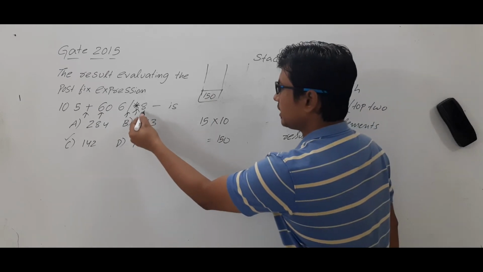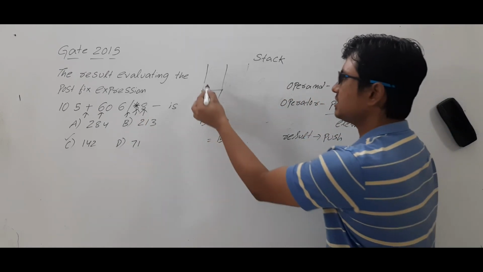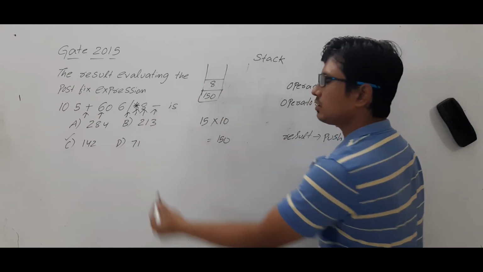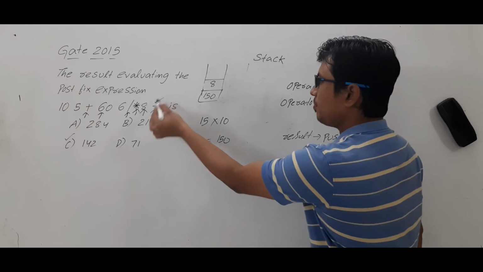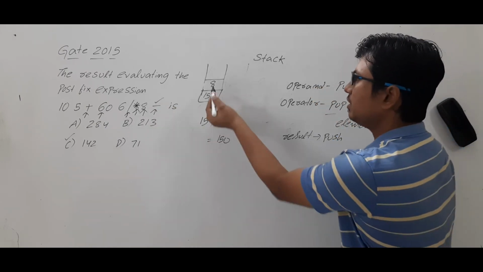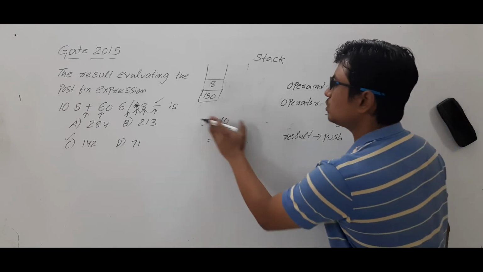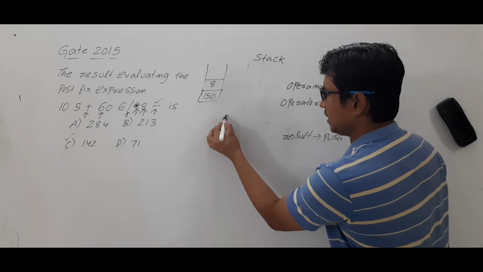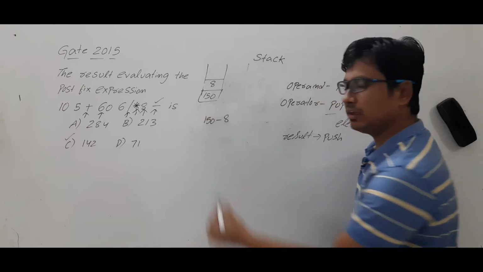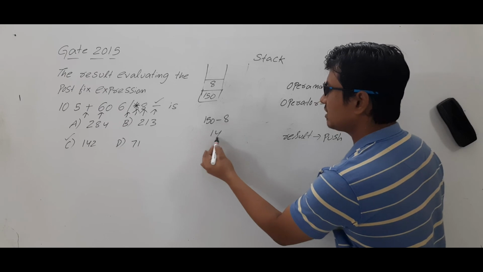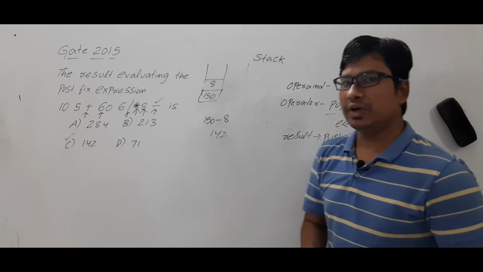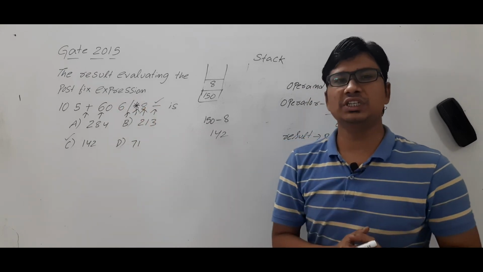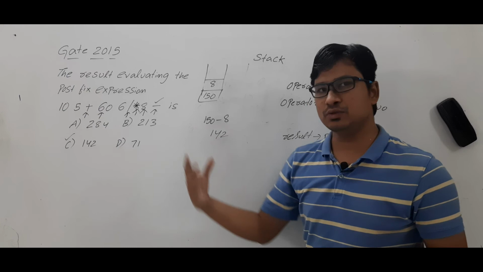Then I scanned and got an operand, which is 8, so I push it into the stack. Now again I scanned and got an operator, which is subtraction. To perform the subtraction, I need to pop the top two elements, which are 8 and 150. If I perform the subtraction, I will get the result 142. So whether we evaluate this postfix expression without the stack or with the stack, we got the value 142.